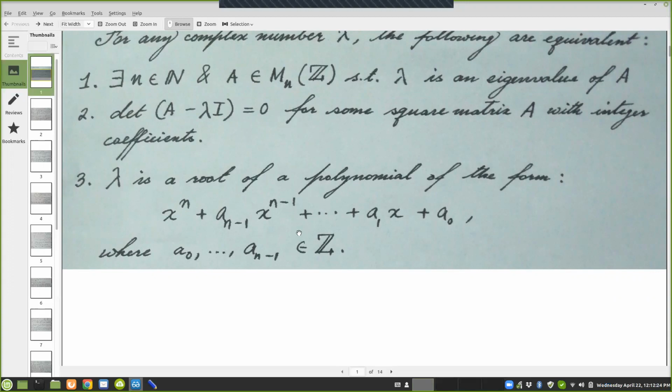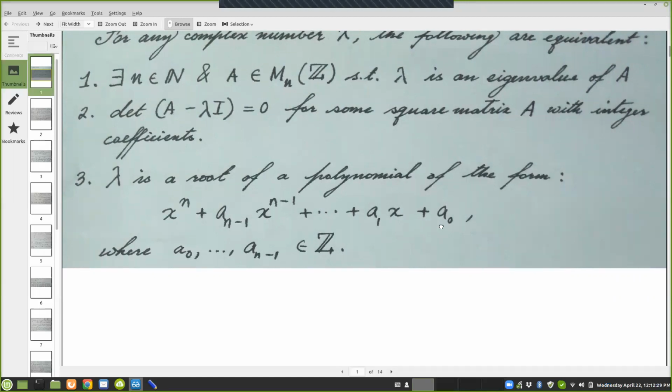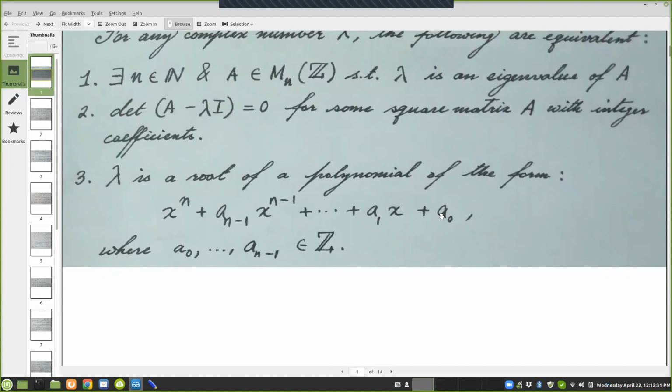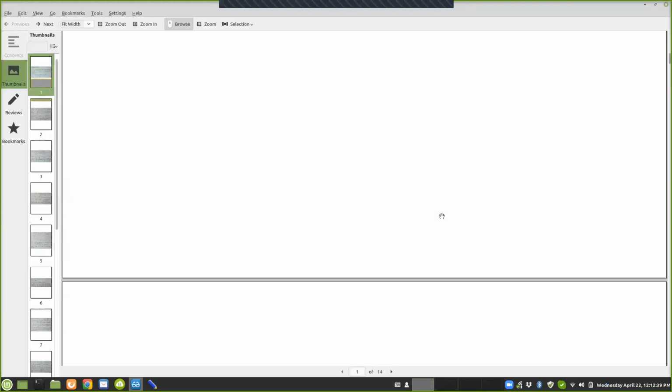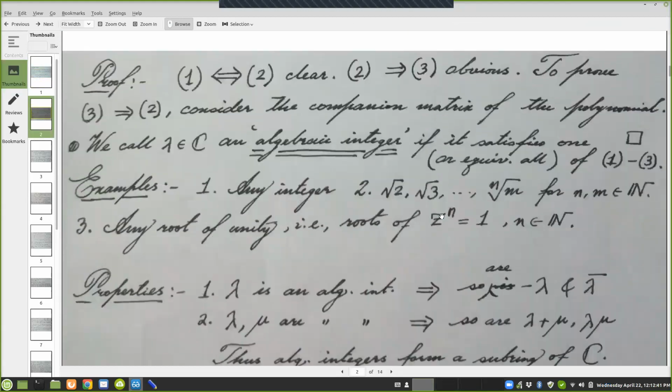Now, the companion matrix has coefficients 0, 1, and the coefficients of this polynomial. Hence, all the coefficients are from Z. Thus, we are done. Okay, so in view of this equivalence, we will now make a general definition. We say that a complex number lambda is an algebraic integer if it satisfies 1, and in fact equivalently all of the three statements written above in 1 to 3.